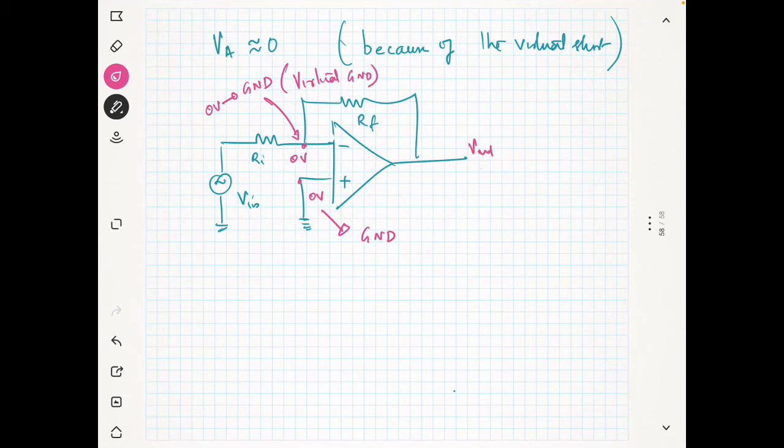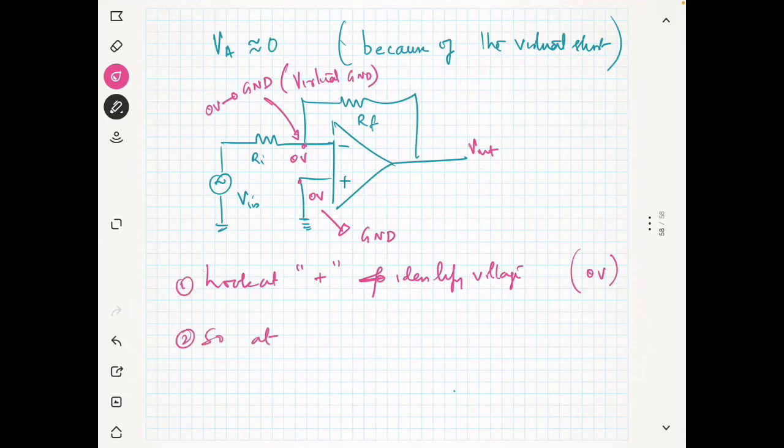So this is your V out. So what is the idea? Look at the non-inverting terminal and identify the voltage. Now here that voltage is 0 volt. So at the inverting terminal, the voltage is also 0 volt.